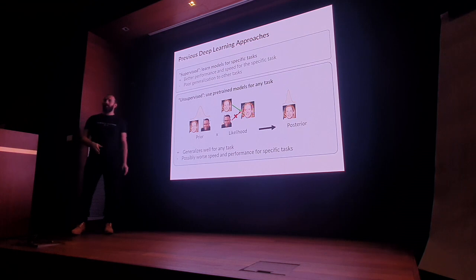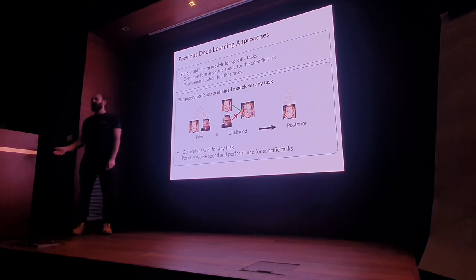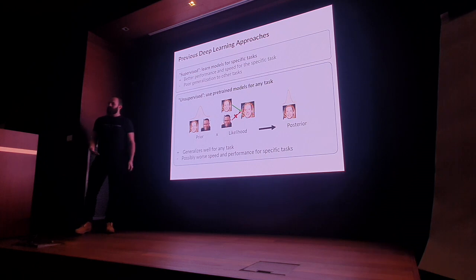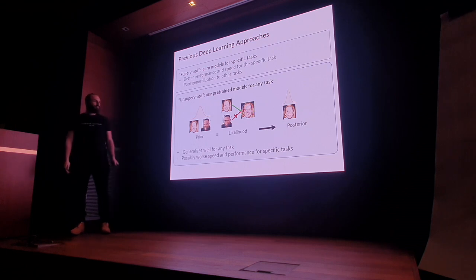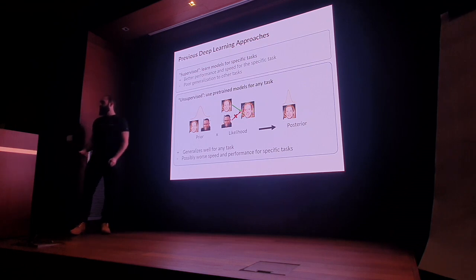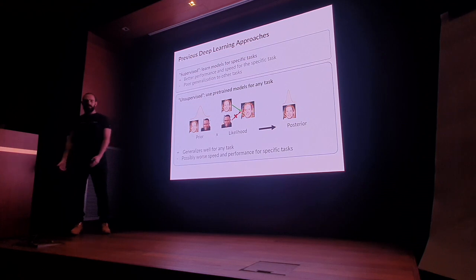So using these two elements in Bayes' rule, we can recover the posterior distribution, which is the distribution of ideal images given our observation Y. Some approaches sample from this distribution, some approaches give us the peak of it, the maximum a posteriori. What we're going to do is sample from this distribution using diffusion models.